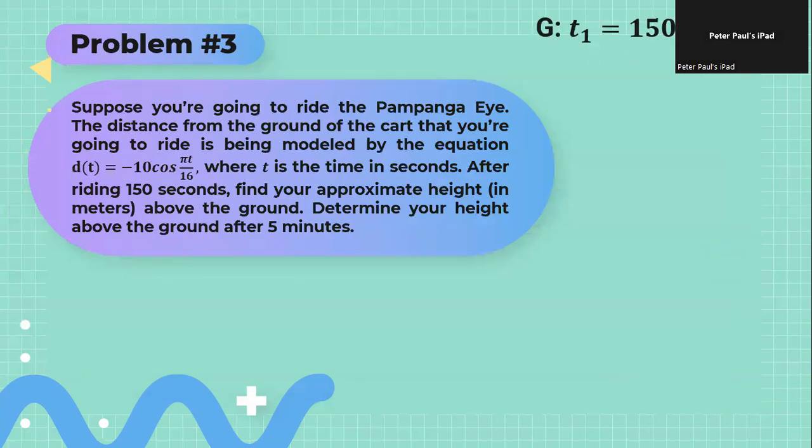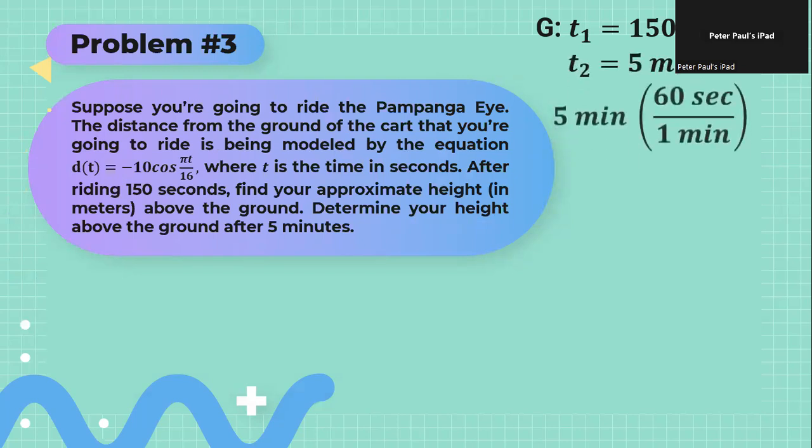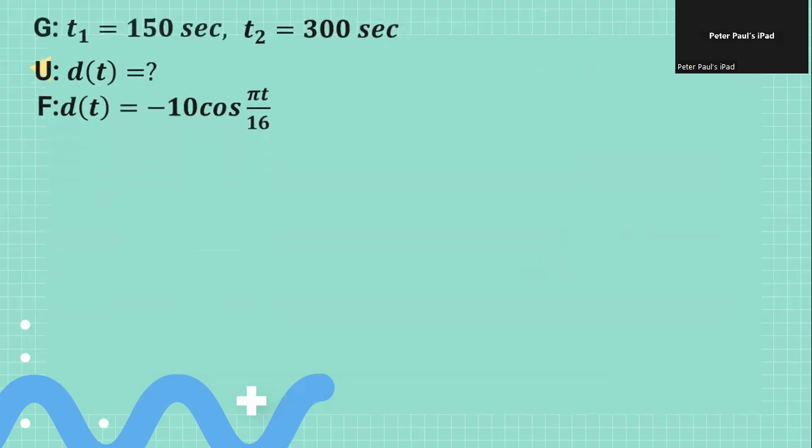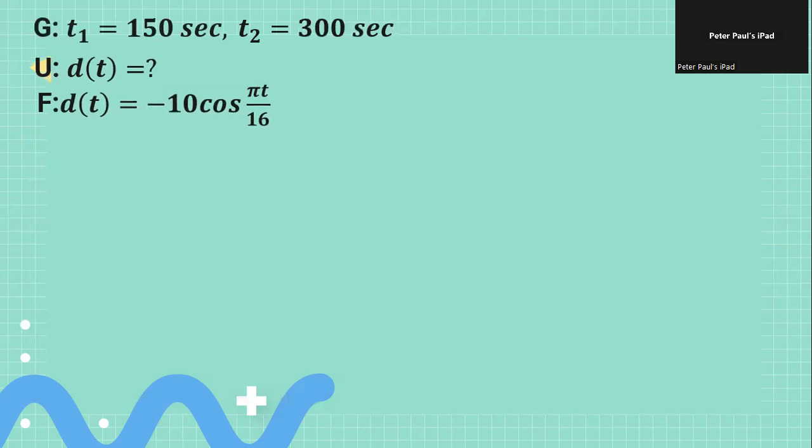Let's solve. Our T sub 1 is 150 seconds. We are in seconds. Our T sub 2 is 5 minutes. But we need to make it seconds. So, we convert by multiplying 60 seconds over 1 minute. So, there will be 300 seconds. That is our new T sub 2. So, we have two times. Our unknown is D of T. We will use the sinusoidal function negative 10 cosine pi t over 16.